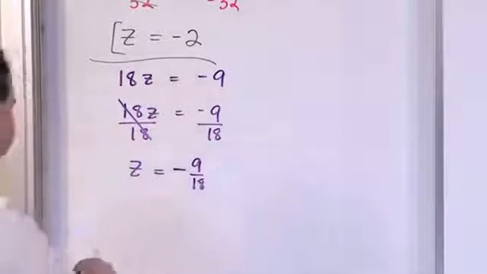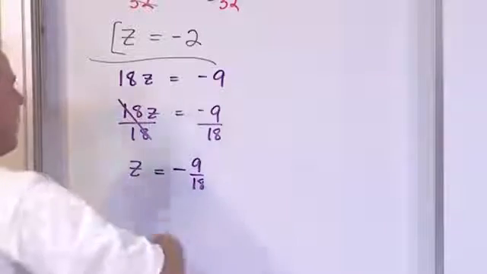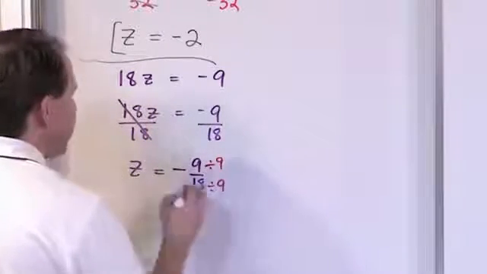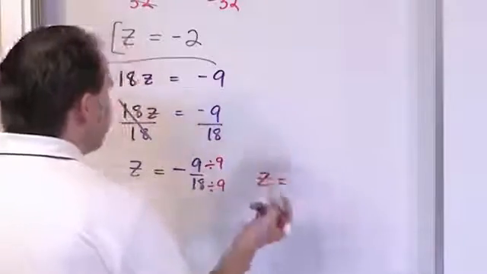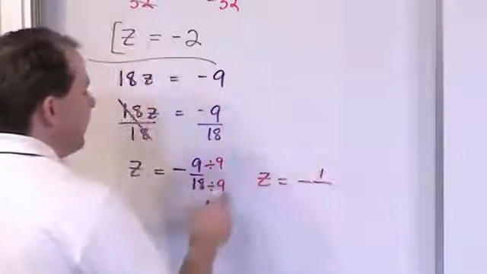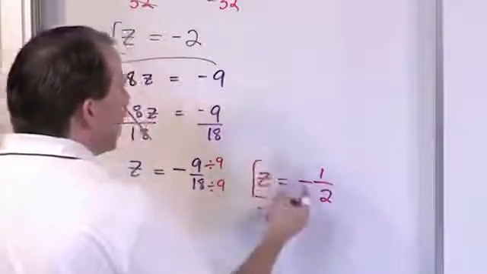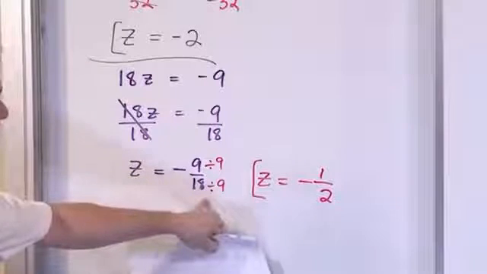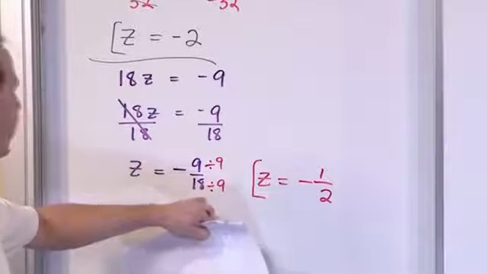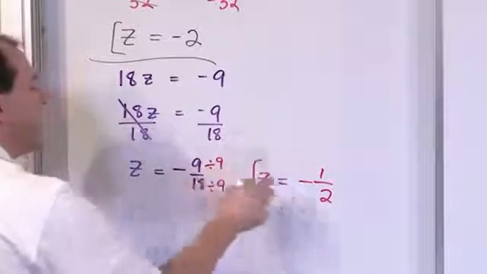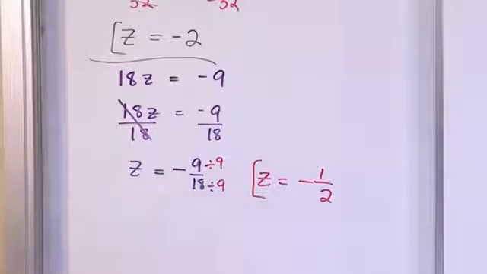This is the answer, but it's a fraction, and we can simplify this fraction. We can divide the top by 9, and we can divide the bottom by 9. So z is going to be equal to, negative still stays there. 9 divided by 9 is 1. 18 divided by 9 is 2. So the answer we got is negative 1/2. This is just fraction simplification. We've talked about that before. Go back and review it if you need practice. The negative hangs along for the ride. We're just simplifying our fraction to lowest terms.